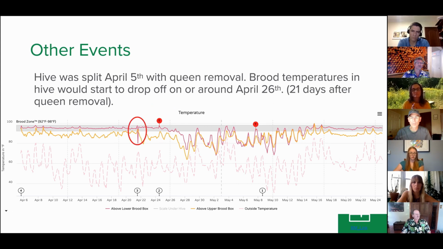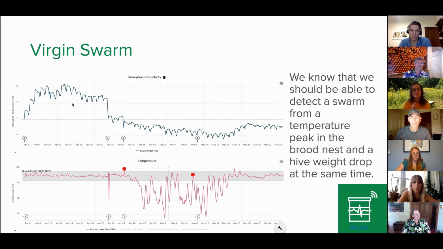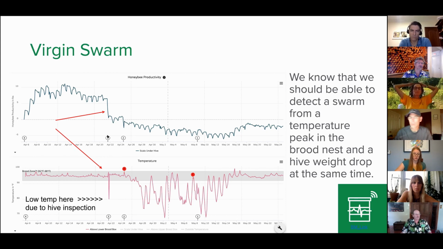This first one was a swarm. If we overlay the weight chart with the temperature chart, we can see an uptick in temperature and at the same time a drop in hive weight. This is an indication that the hive swarmed. And it was a virgin swarm, because we removed the queen on April 5th, and on April 22nd the hive swarmed. So this couldn't have been a mated queen. It was a virgin.